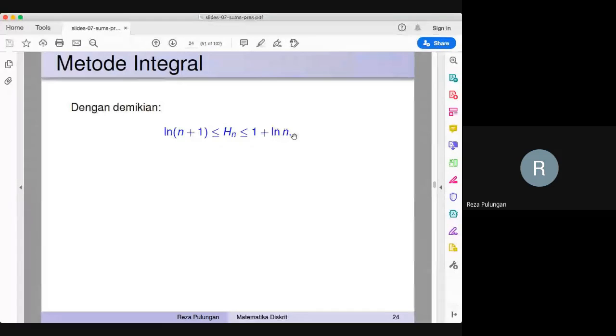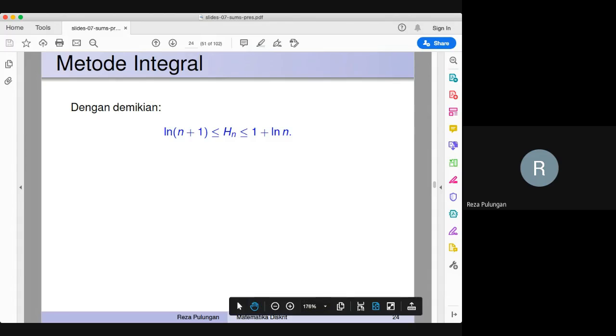So that's it. Now you know basically how to approximate this. Our goal is to approximate this Hn, and this result tells us that it must lie between this one and this one. So this is basically the approximation. Okay, let me generalize this one.